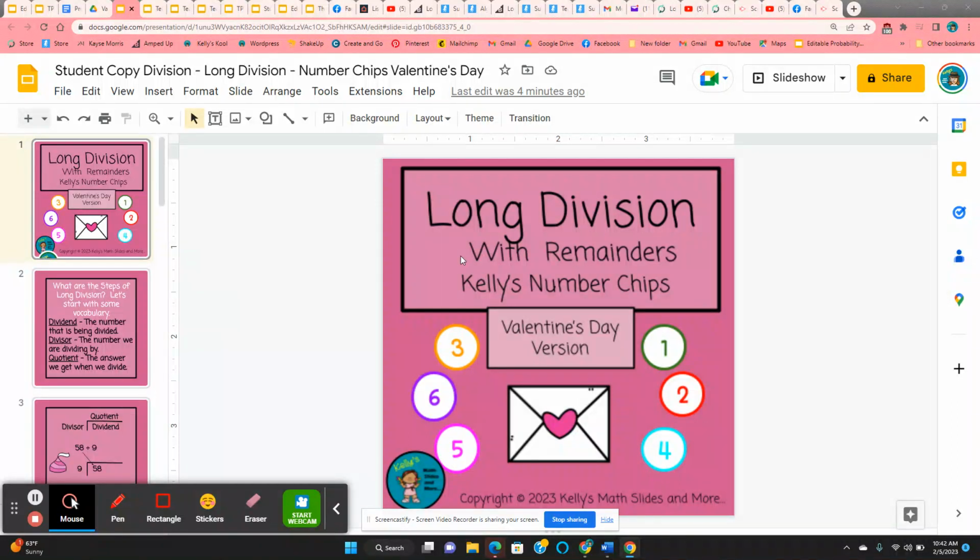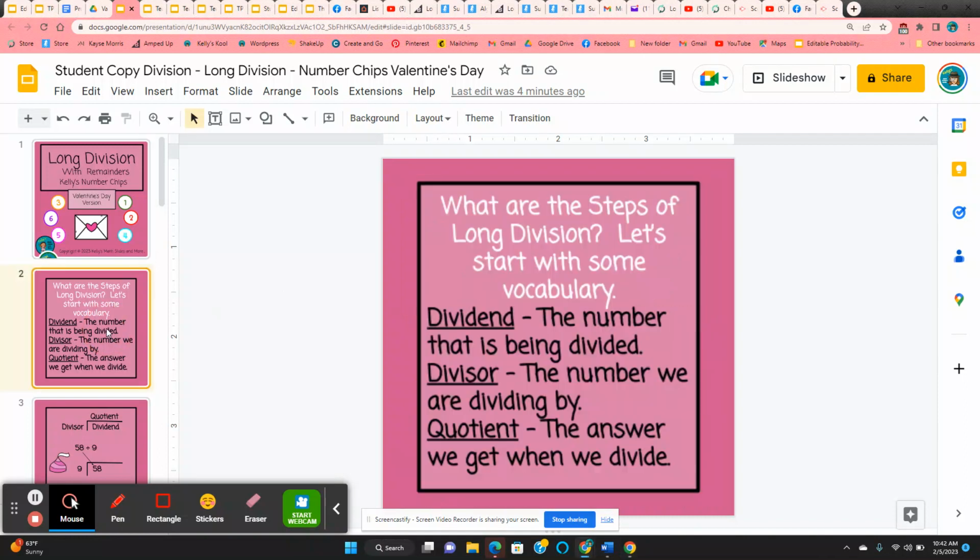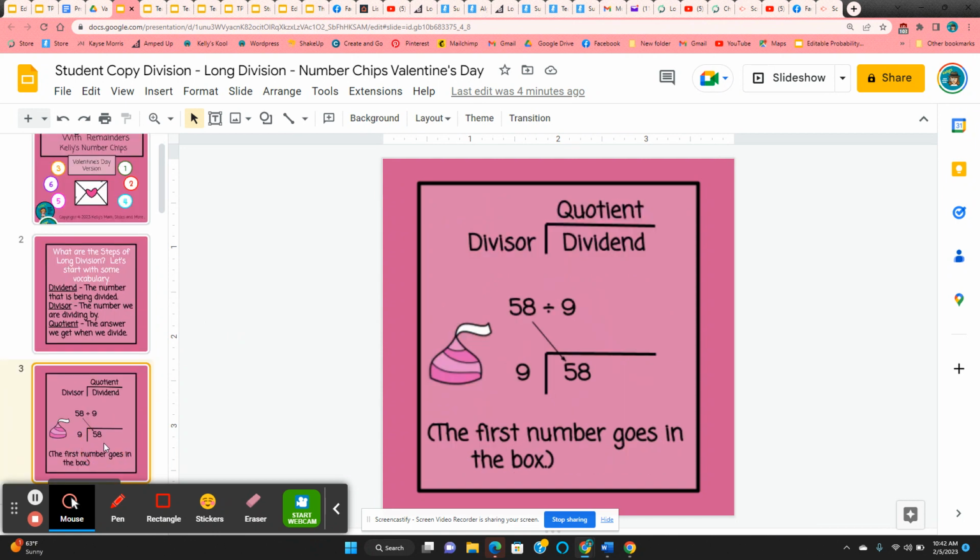Long division with number chips. This is the Valentine's Day version. And it starts with some vocabulary: the dividend, divisor, and quotient. And then on the following slide, it shows them where they go around the house or the box, whatever you want to call that, and where the numbers go. So the first number goes in the box or the house.